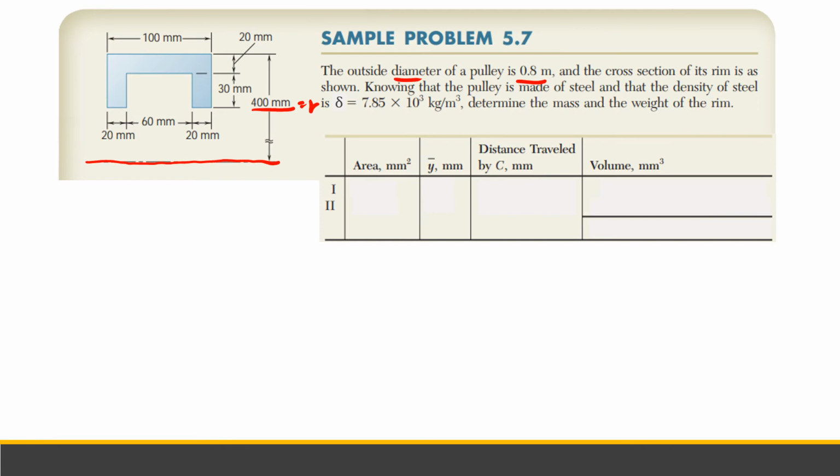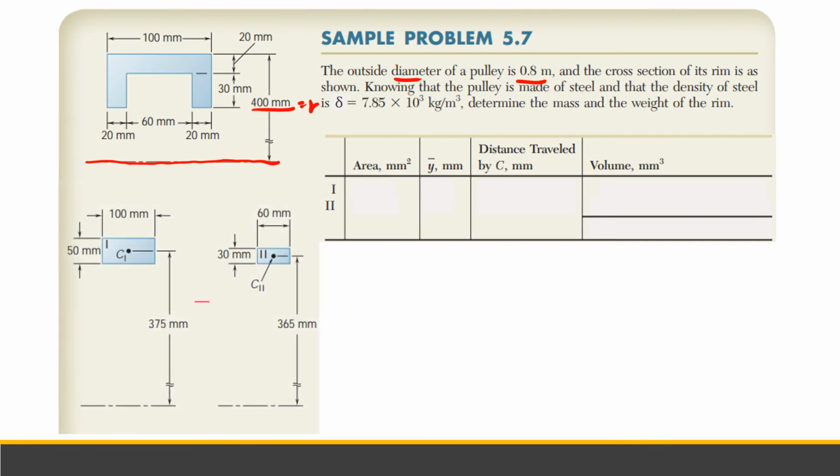Okay. So first, like getting the centroid, we will tabulate the areas. There are positive areas and negative areas. In this case, we have two areas. First is the 50 by 100 rectangle, which is the positive area, and the 30 by 60 rectangle, which is the negative area. That is why we subtract it from the larger rectangle, the 100 by 50. Okay, so for area 1, we have a positive area of 5,000.